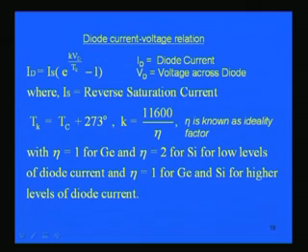The value of eta is 1 for germanium and 2 for silicon when the diode current is low, that is in the lower region of the diode current. These are different values, but at a higher level of diode current, you will have the same value: eta is 1 for both germanium and silicon.